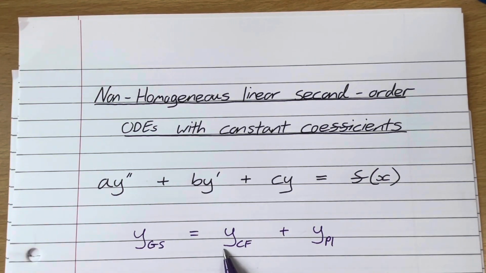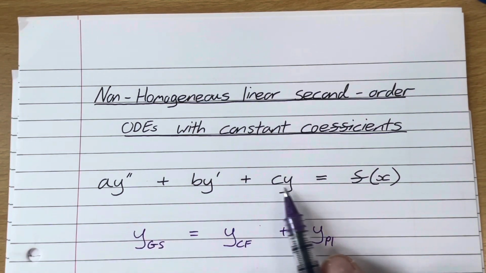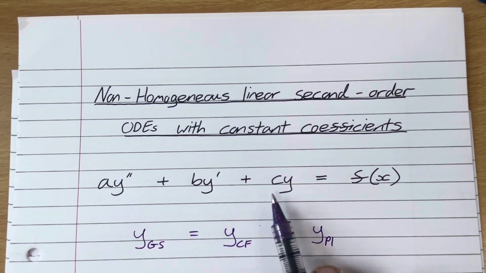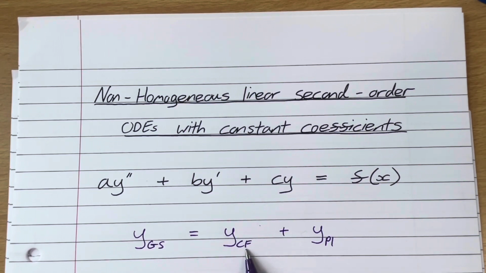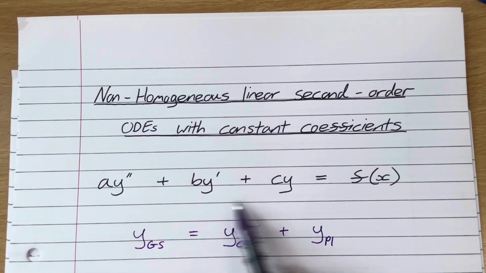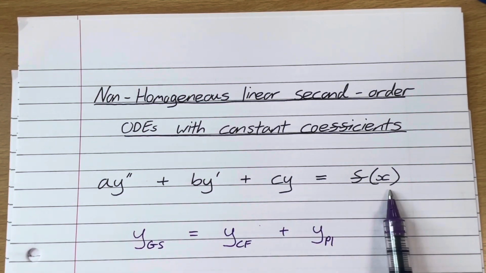What will happen when you run this part of the solution through the left-hand side is that it will always equal 0, so it doesn't contribute anything to the right-hand side. The good thing about the complementary function is that it contains both of the arbitrary constants that we need for the general solution to the second order differential equation. The particular integral is a particular function of x, which when you run it through the left-hand side of the differential equation will always equal f of x.